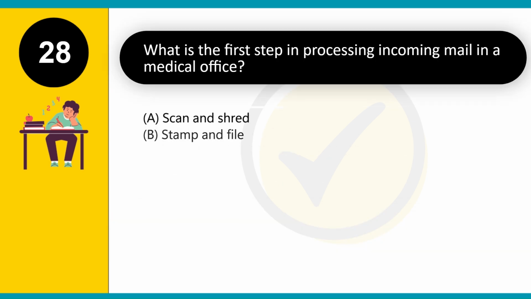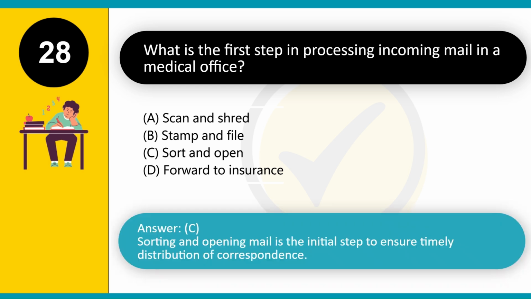What is the first step in processing incoming mail in a medical office? A. Scan and shred. B. Stamp and file. C. Sort and open. D. Forward to insurance. Answer: C. Sorting and opening mail is the initial step to ensure timely distribution of correspondence.